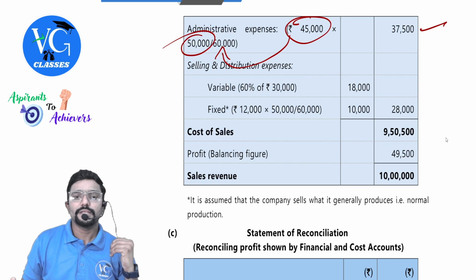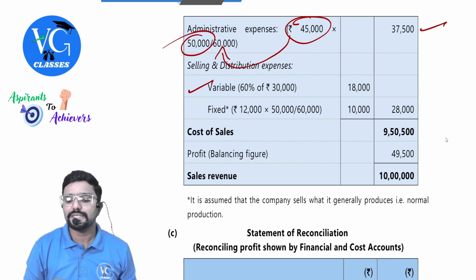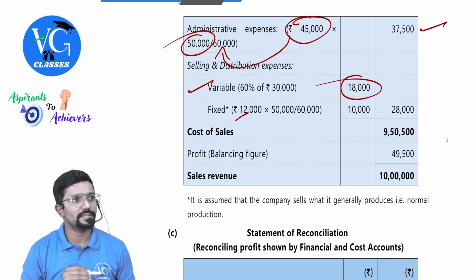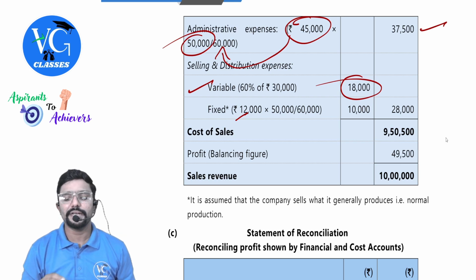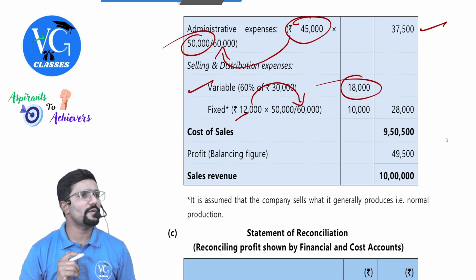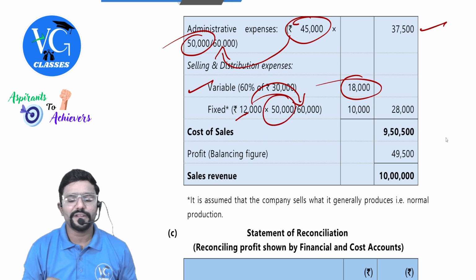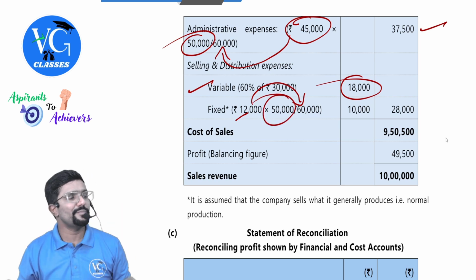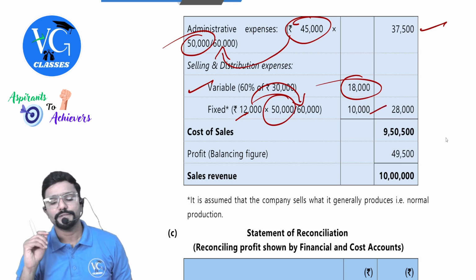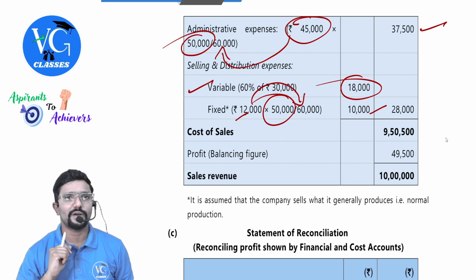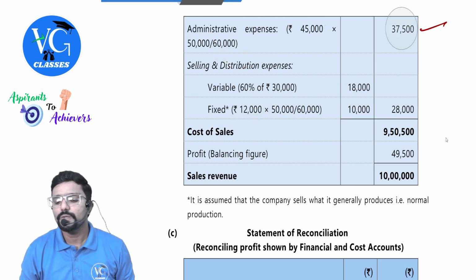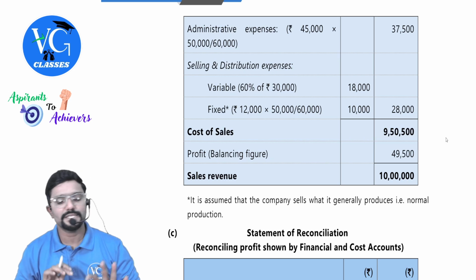Selling and distribution. 30,000 is total. In that 60% is variable, as it is. Coming to fixed, how much is fixed? 12,000. Now I would have fixed a predetermined overhead rate. 12,000 divided by 60,000. Whatever predetermined overhead rate you get, you will observe it for each and every unit produced. How many units have we produced? 50,000. So you will get how much? 10,000. 10,000 is what you have observed. If I ask you how much is under absorption here? 2,000. You need not write it, but just for your knowledge.